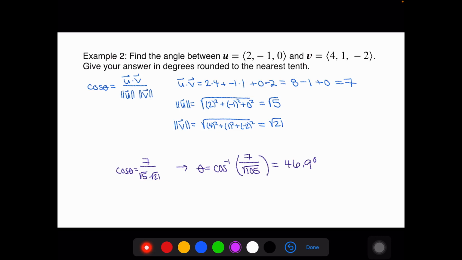And so to find theta, I'm going to take the inverse cosine of 7 divided by, I just went ahead and wrote that root 5 times root 21 is root 105. This is not a common trig value. I don't have the angle memorized. I would have to use a calculator. So in my calculator, I entered inverse cosine of 7 divided by root 105. My calculator was in degree mode, and so my answer is 46.9 degrees. Again, that's the angle between those two vectors.